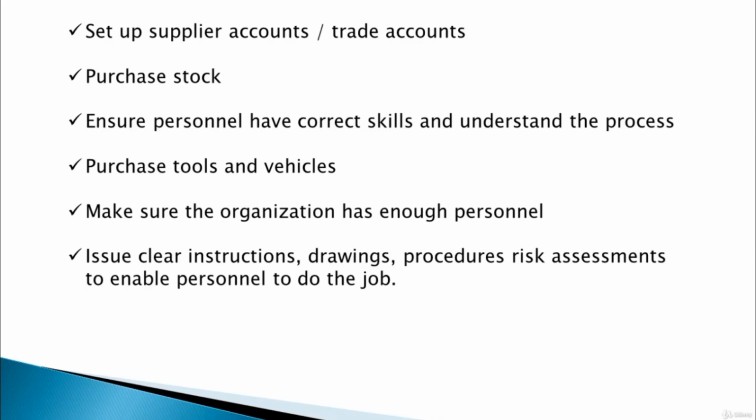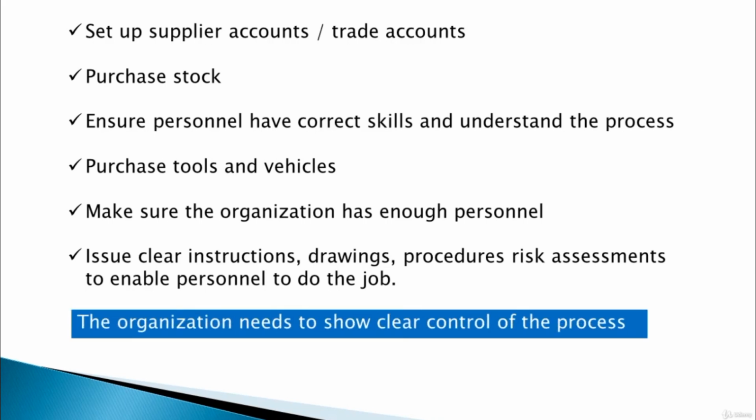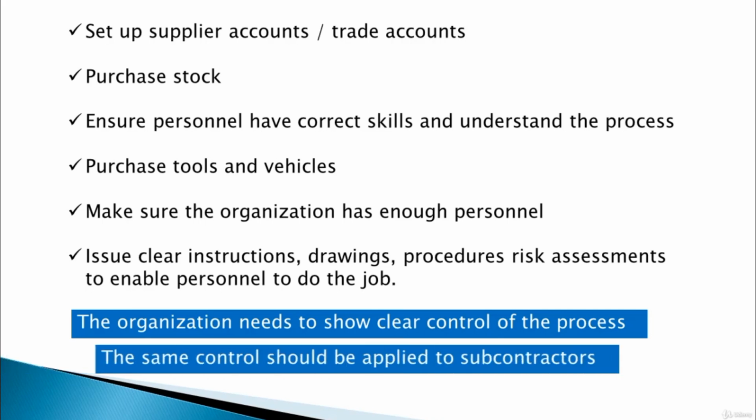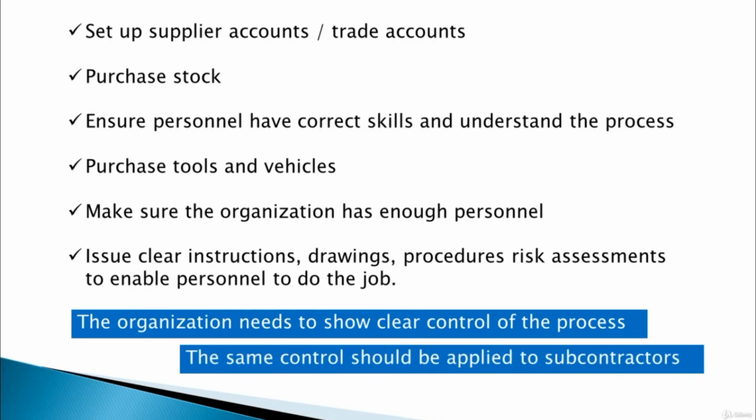Now, as the standard suggests, the organization is also required to show clear control of the process. In other words, the organization is expected to check that delivery is as expected, and that deviations or changes and negative impacts are controlled. This same control should be applied to subcontractors or to personnel belonging to subcontractors.